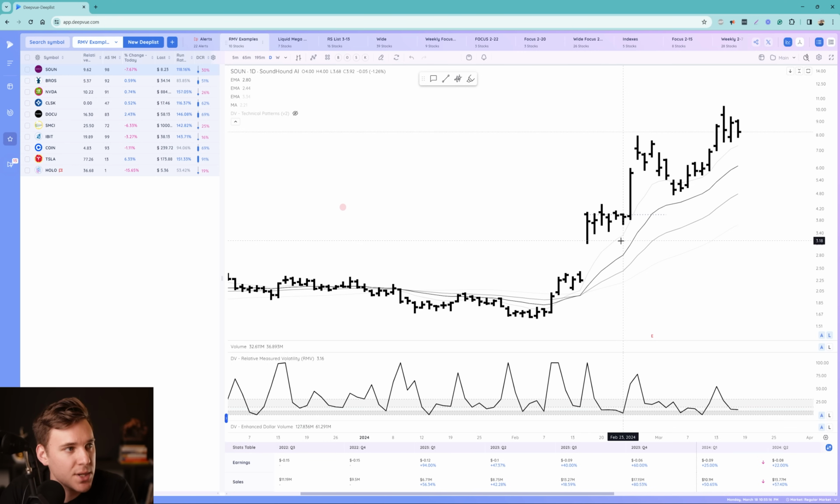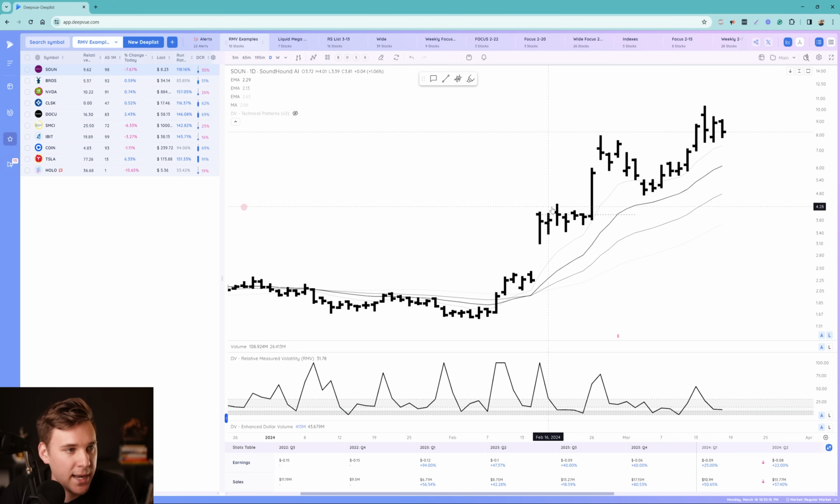Here we've got SOUN, a recent AI name that's been acting really, really well, really tightened up after this gap up. I believe there is some NVIDIA partnership news, and then we can just see it get tighter and tighter and really get accumulated in here. That's what RMV is telling you as well. This gets all the way down to 3.16.